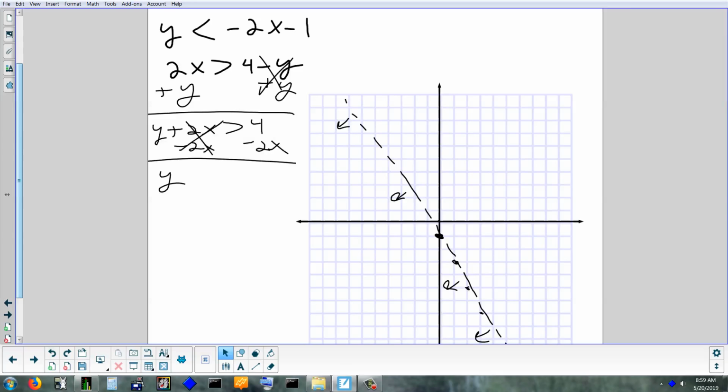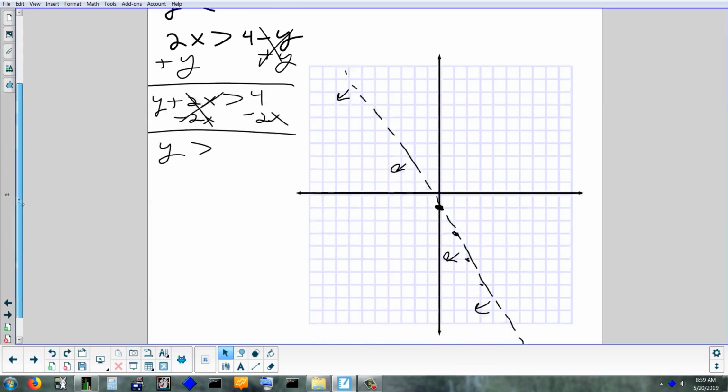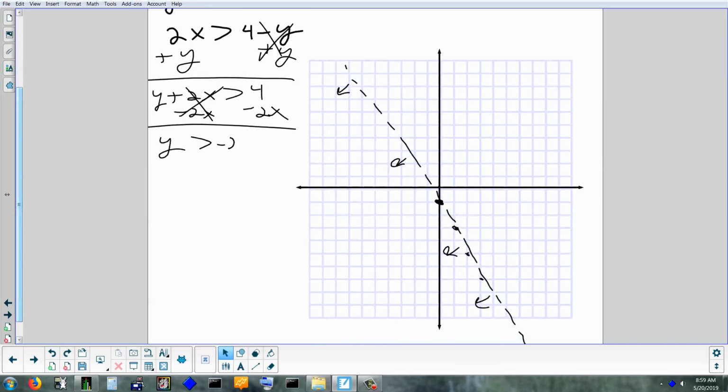Less than? No. Greater than. I do not flip it. I did not divide by a negative. Now, what's on the right? Minus 2x plus 4. I like the order that Nicole said that in, minus 2x plus 4. Perfect.